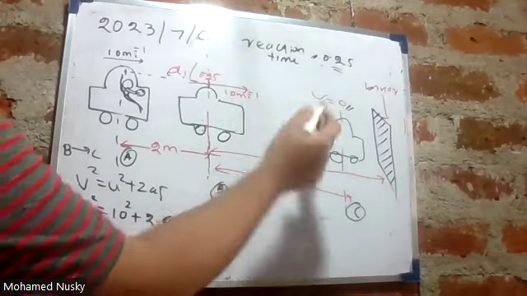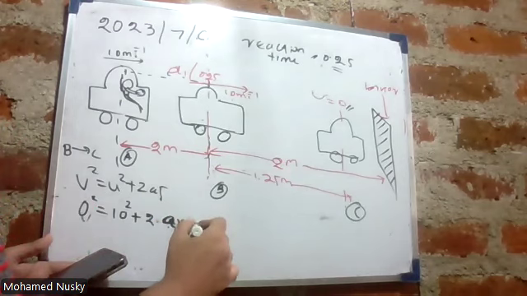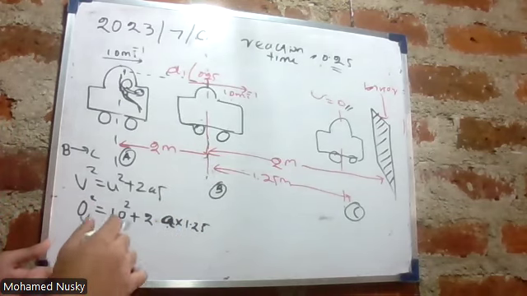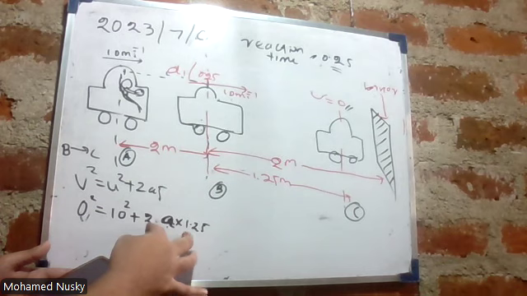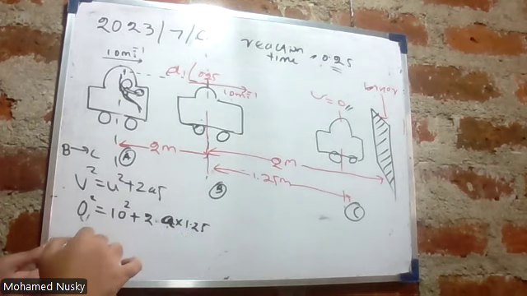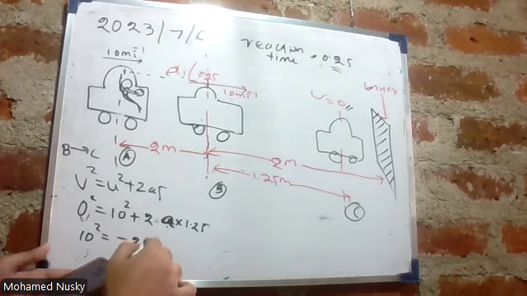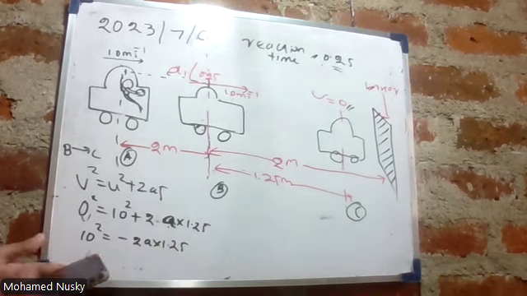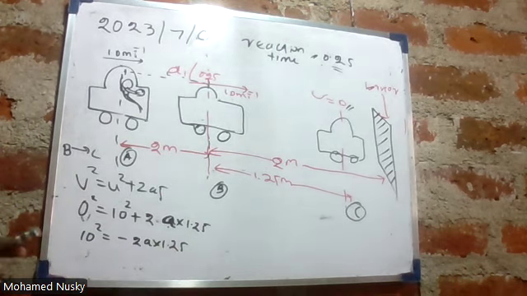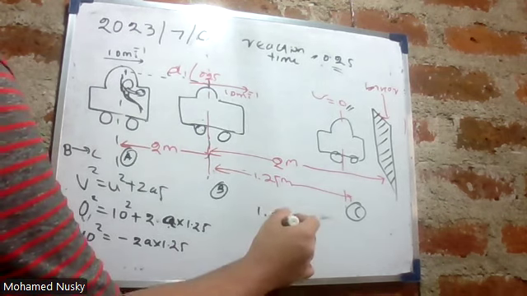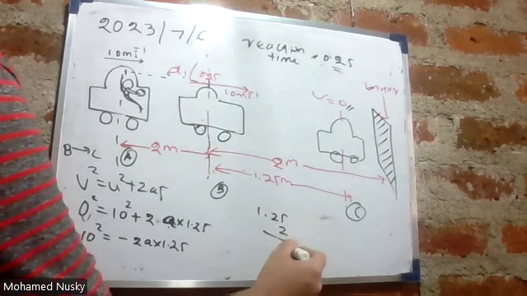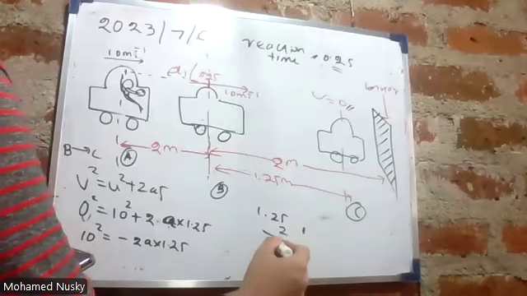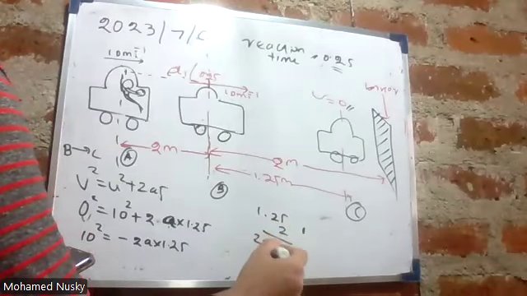And what is the displacement he has traveled? 1.25. Therefore, I'm going to take this to the opposite side. 10 squared is equal to minus 2a into 1.25. What is 2 into 1.25? That is 1.25 into 2. 2 into 5, 10. 2 into 2, 4. 5. 1 into 2.